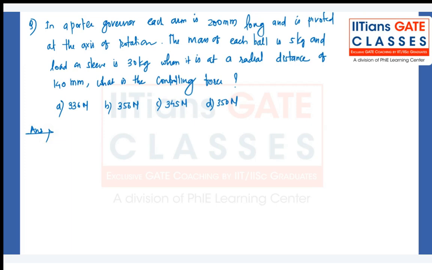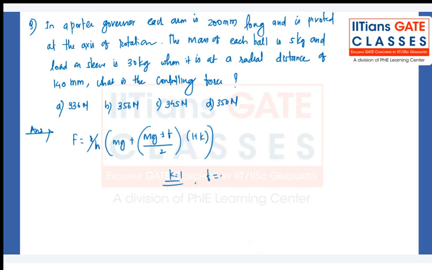So, yes, the controlling force in the Porter governor is R by H, mg plus or minus F by 2. Okay, here also we have studied some different notation also. That's also fine. A by B or something. Okay, 1 plus K. So in this case, they have given K is equal to 1. That is the equal arms. Each arm is same length, and coefficient of friction is 0.